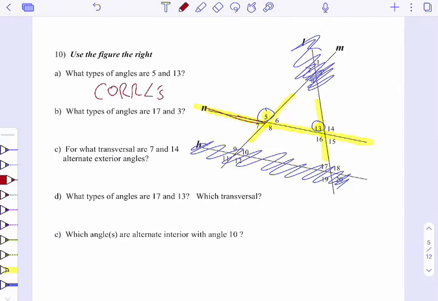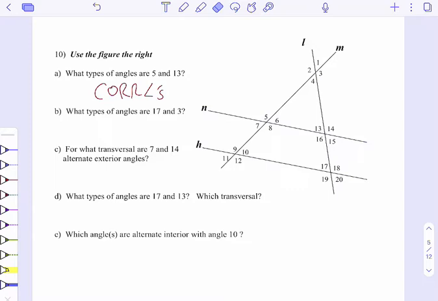Let me trace out the angles, just the angles only. Here's angle 5, and here's angle 13. And again, that's an F shape. It's a backwards turned F, but it's an F-type shape. That's corresponding angles when they're in the corners of that F-type shape. Okay, I'm going to erase all this stuff here and start again on the next problem. So the next problem could be a different transversal, could be a different pair of lines. All right, let's do these 2.